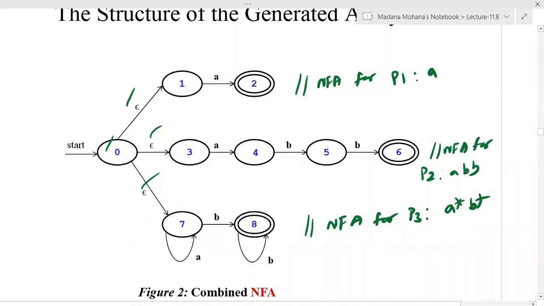If the given input is P1, P2, P3, at that time you can take them in series. But here all are different, that's why we have taken three separate parts. So this is called the combined NFA for the individual NFAs for the patterns P1, P2, P3. Once we have the NFA, we can construct its DFA.